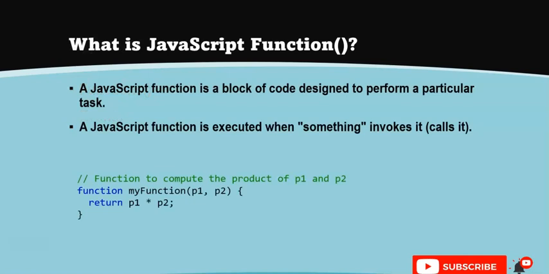Functions. What is a JavaScript function? A JavaScript function is a block of code designed to perform a particular task. A JavaScript function is executed when something invokes or calls it. Who invokes it? An event invokes it. A function can be written like this, with the keyword function, then your user-defined function name, brackets and your curly brackets. So let's go to Visual Studio and do this function.